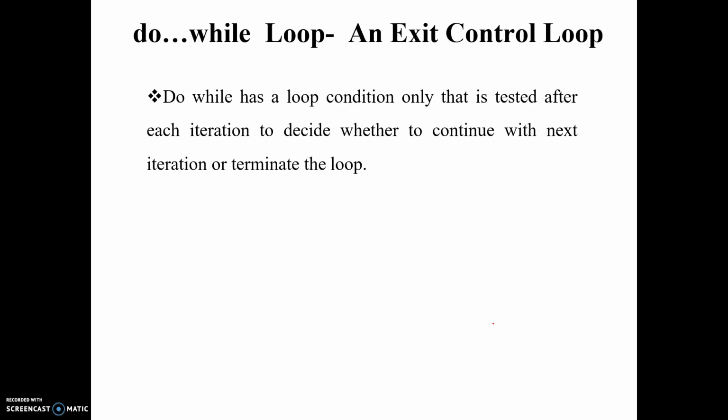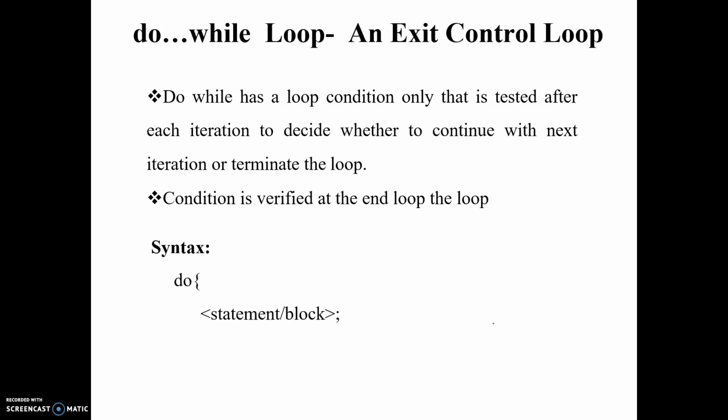Now do while is called an exit control loop, where the condition is tested after each iteration to decide whether to continue with the next iteration or to terminate the loop. The condition is verified at the end of the loop. Syntax: first we write the statements inside a do block, then we write the condition. The while condition is written with a semicolon at the end, and this is the general syntax we need to follow. So these statements will get executed until the condition is true.